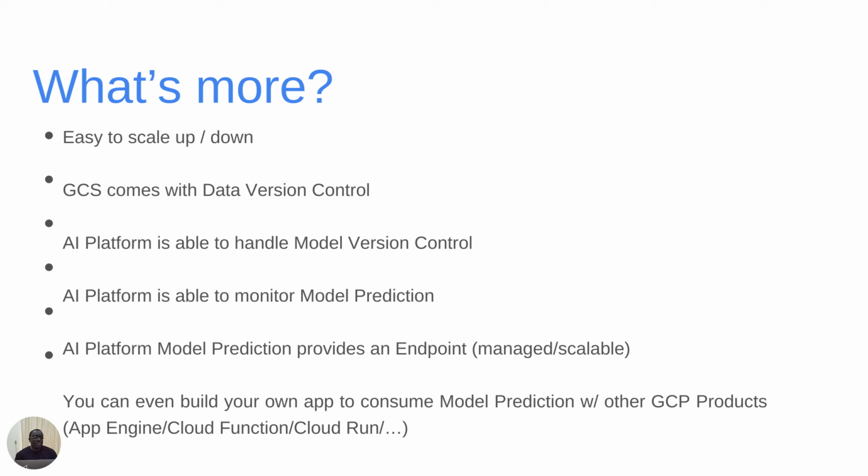AI Platform is able to handle model version control. It's able to monitor model prediction. So it tells you when your prediction quality starts to go off, which again is a function of drift, right? And then there's an endpoint that you can also use to manage these things. And then you can even build your own app to consume model prediction with other GCP products. So you can build that into App Engine, Cloud Functions, Cloud Run, whatever it is. Once you've trained your models and deployed them, you have API endpoints that you can call to consume all of this.